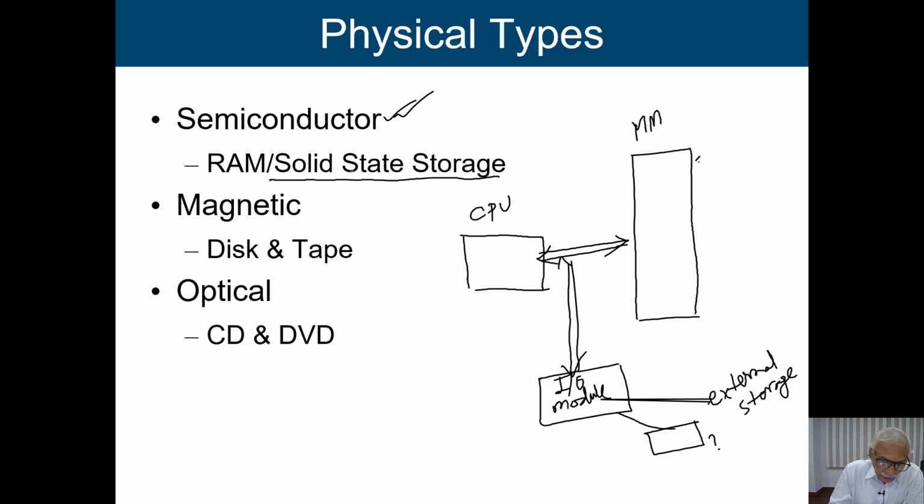Now some of these things are magnetic in nature, like hard disks, and we also have magnetic tape. These are magnetic devices. And we have optical devices, like CDs, compact discs, or DVDs. These are optical in nature, which means we store the information by optical properties. So by looking at the physical types, we get different kinds of storage devices which can be used as external storage in our computer.